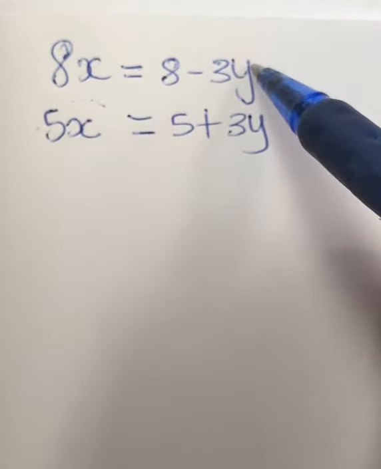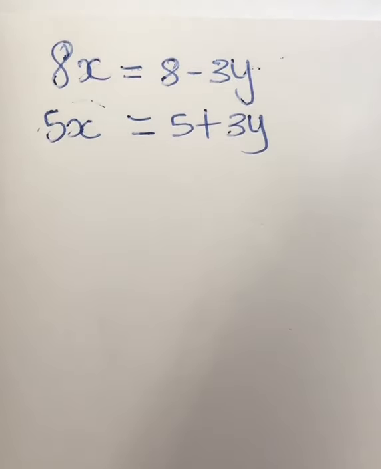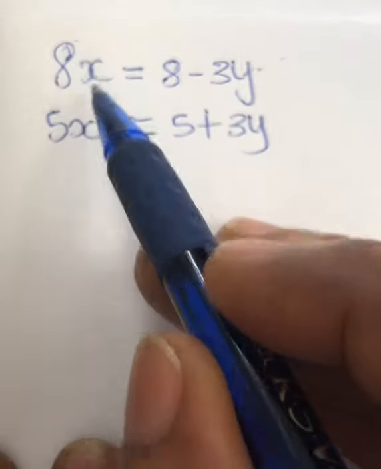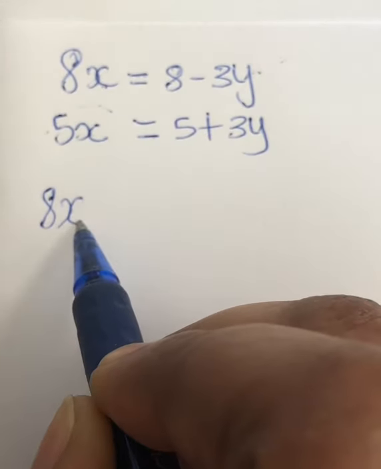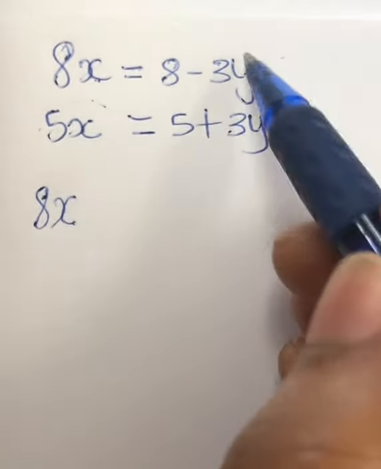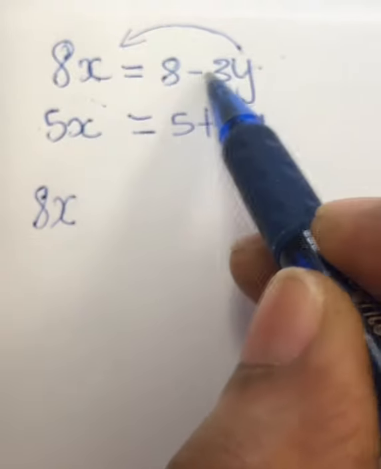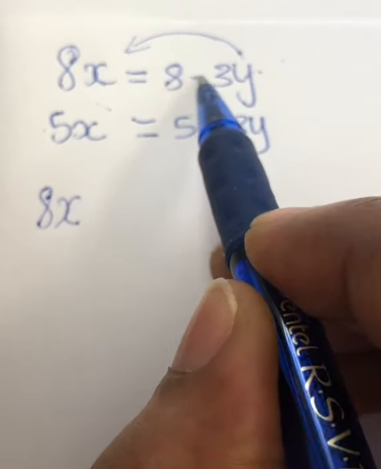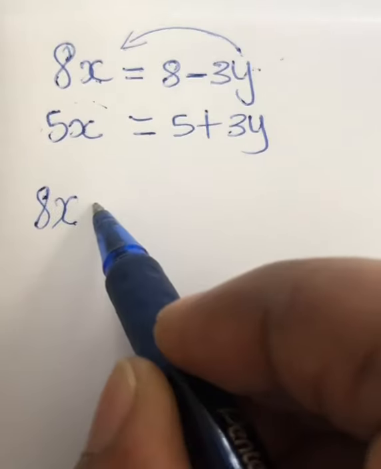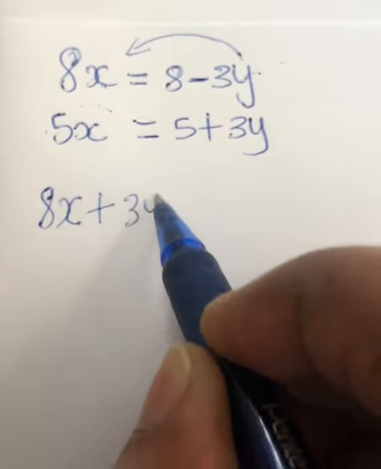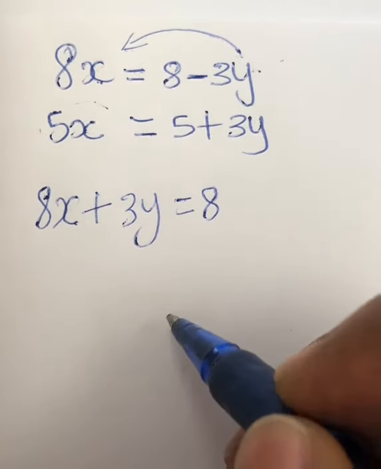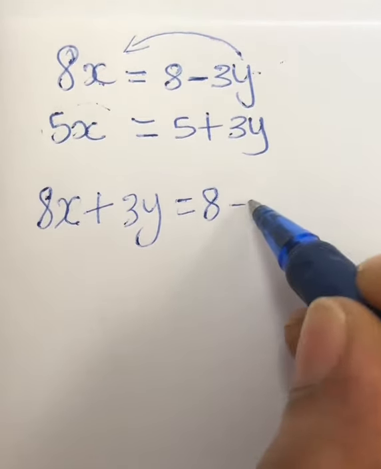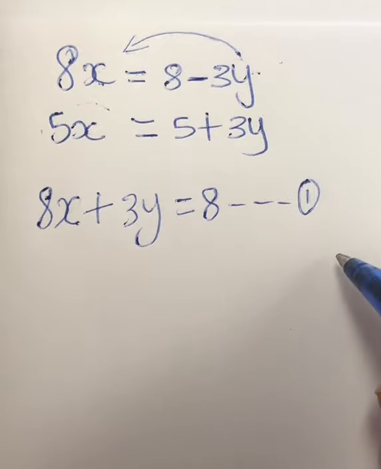I am going to keep my variables on the left hand side. So I keep 8x where it is, so I do not change the sign. All right, I take across 3y, but 3y was a negative, so it's gonna become a positive. Because I am not moving 8, it remains a positive. This is called my equation 1.